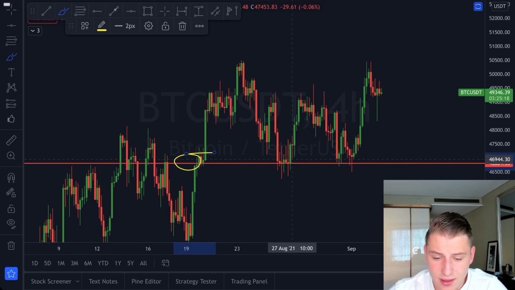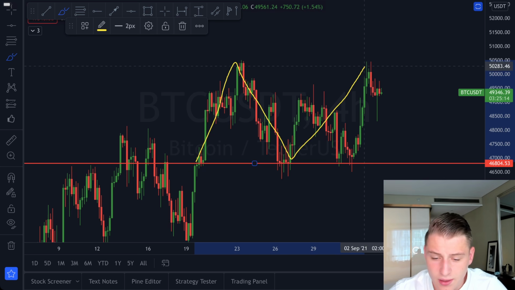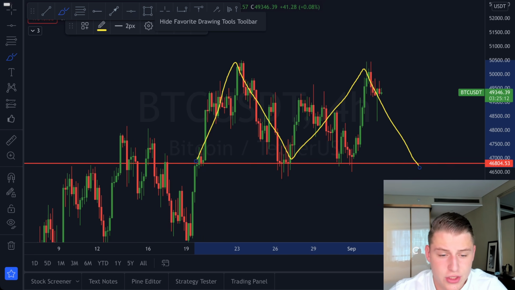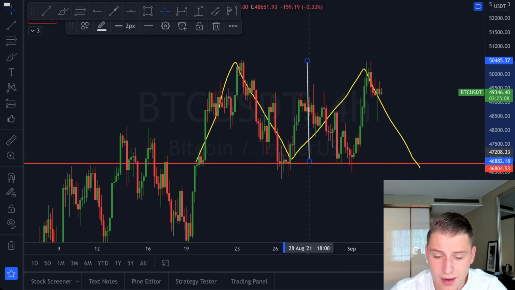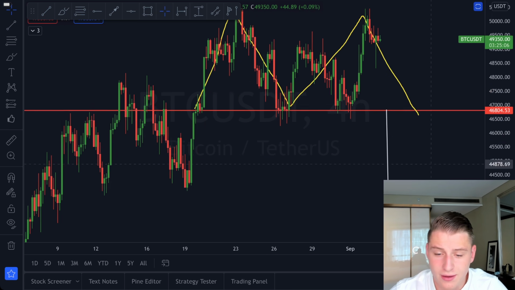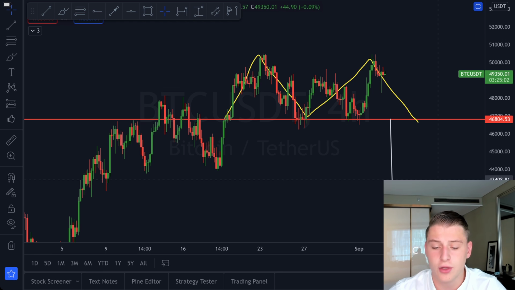This is basically the neckline with several touches. If you're going to approach this M pattern here, like you can see over here, and you want to measure the price target, of course you're going to do it from the swing high towards the swing low over here, and you're going to put it here. If we break down and fall below the neckline, we're going to see a price target getting reached around 43.2k here.